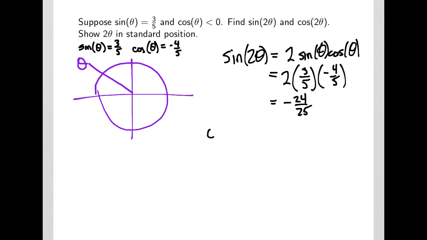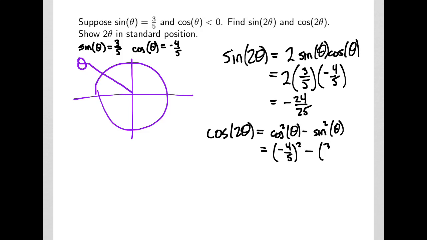And the cosine of 2 theta, we have our choice. I'll use the cosine squared theta minus sine squared theta. And so I get negative 4/5, that's the cosine, squared, and 3/5 squared for the sine. And so I get 16/25ths minus 9/25ths, giving us a total of 7/25ths. So our y-coordinate is very close to negative 1, and our x-coordinate is about a third or so.